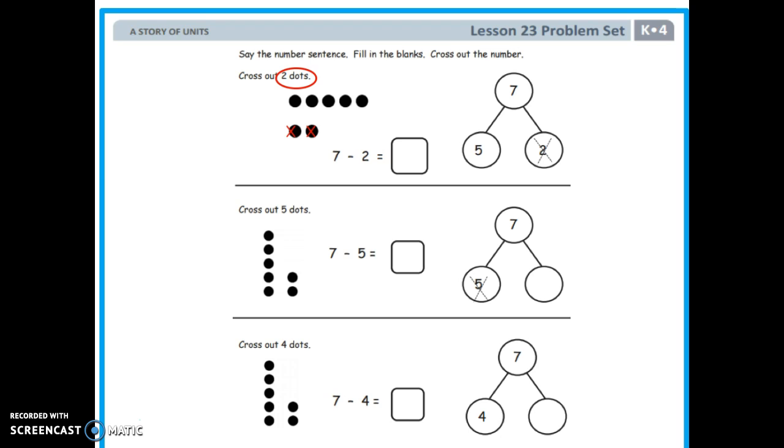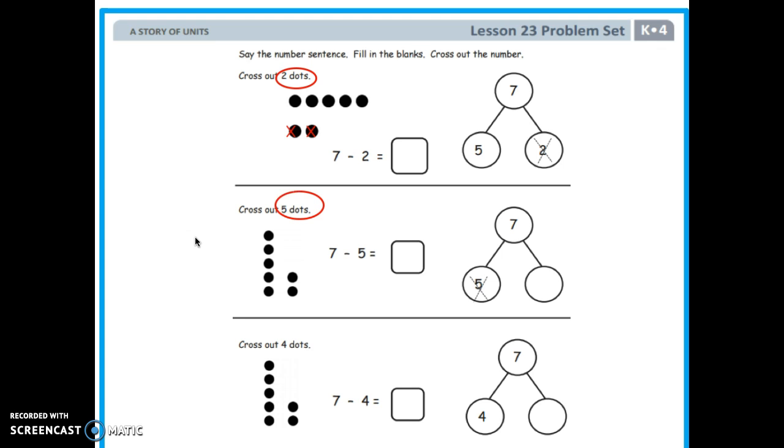So after I cross off 2 dots, like it said, I had 7 minus 2 equals, now we need to figure this out. So let's come up here and see how many are left. 1, 2, 3, 4, 5. So I would write the number 5 right in this box with my pencil. 5. Now do you see how these same numbers are over here? There's 7 for the in all number and 5 and 2 because 5 and 2 makes 7. Now we're going to come to the next problem.